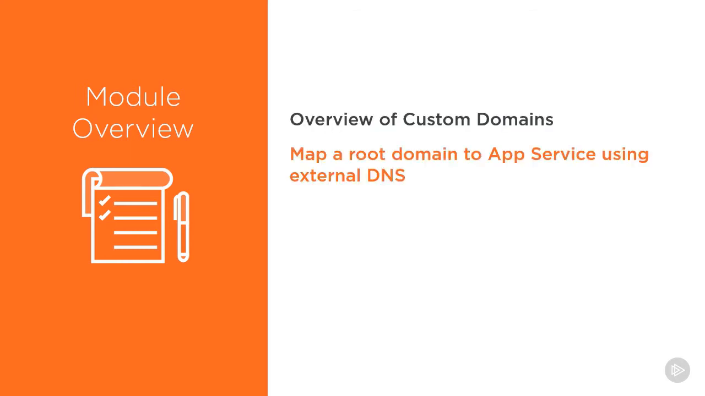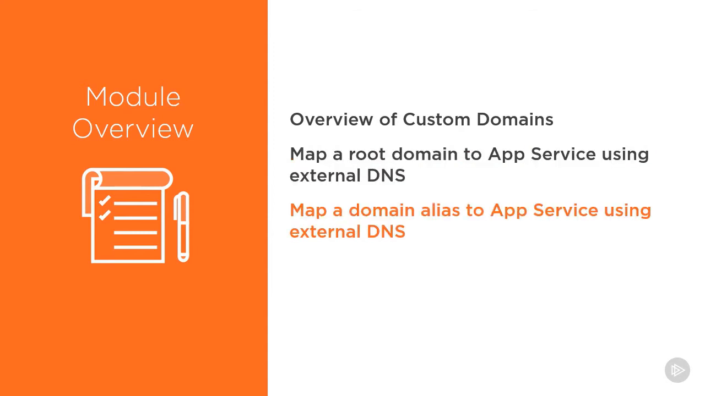Then we'll map a root domain to an app service using an external provider. Because it's a root domain, specifically exampleorg.com, you'll need to create an A record in DNS to map to the IP address of the site. Once that's done, we'll create a domain alias in the external DNS so that www.exampleorg.com also resolves to the web app.